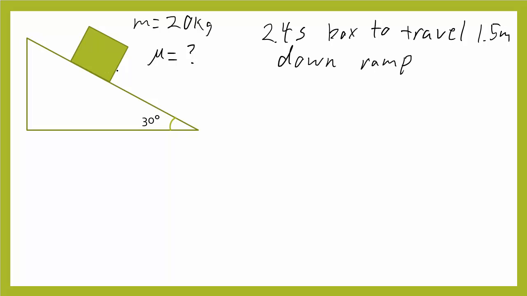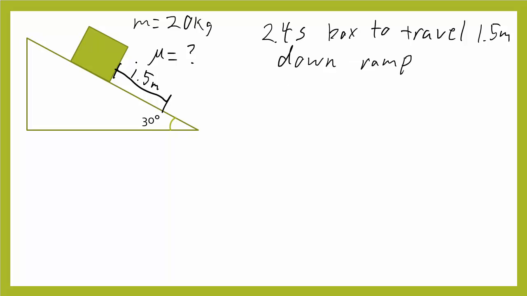Okay, so it's traveling in this direction 1.5 meters. If that's how long it takes for it to travel that far down the ramp, we can use that information to solve for the coefficient of friction. Well, this little part here is just to help us find the acceleration.